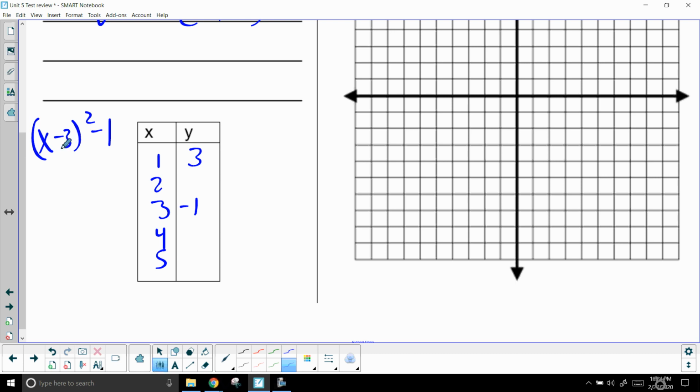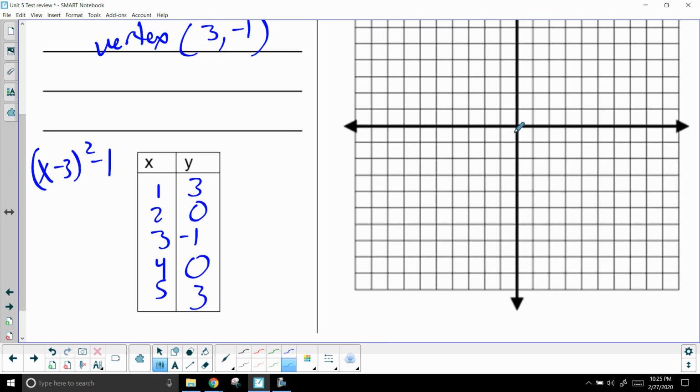Negative 1 squared is 1. 1 minus 1 is 0. 4. 4 minus 3 is 1. 1 squared is 1. 1 minus 1 is 0. Yep. 5. 5 minus 3 is 2. 2 squared is 4. 4 minus 1 is 3. Good. Then plot your points.